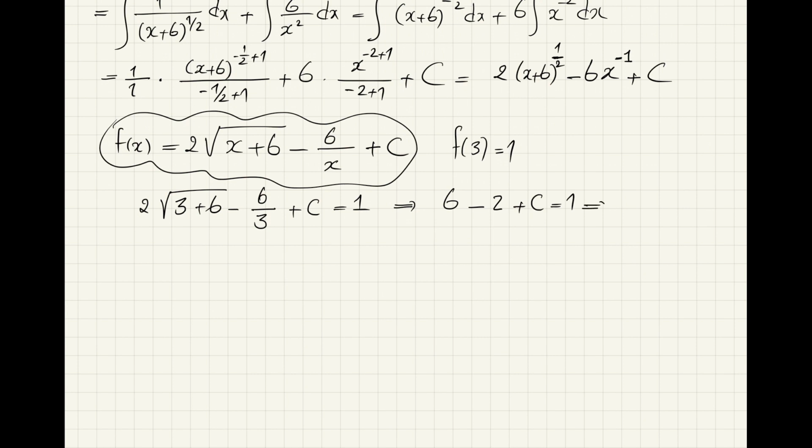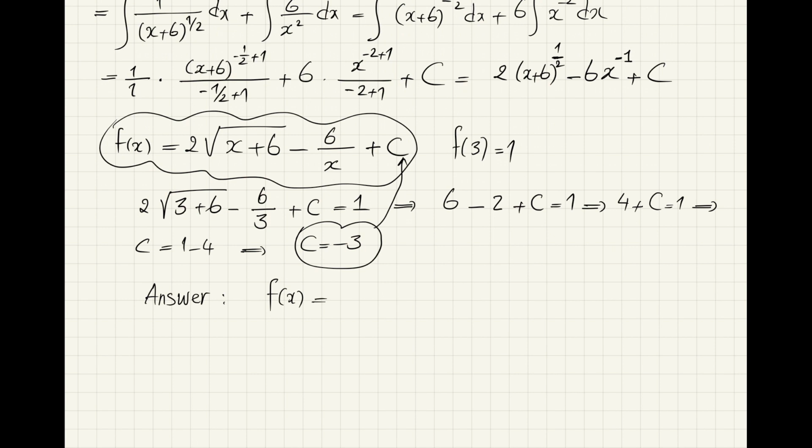So this means that 4 plus c is equal to 1. By moving 4 to the right hand side, it becomes minus 4. And then I have c is minus 3. Yes? And if I replace it here, then I will have my function. So the answer is f of x equals 2 square root of x plus 6, minus 6 over x, minus 3. So that is my answer.